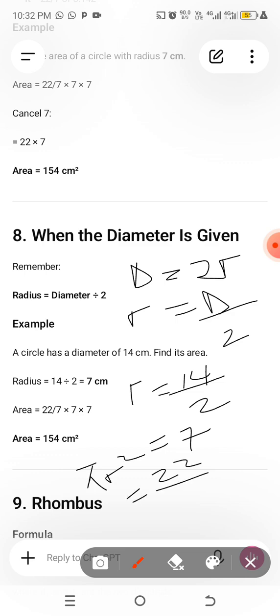22 over 7 times 7 square. The same way, 7 cancels one 7, and it remains another 7. That's 22 times 7, which is 154 centimeter square.